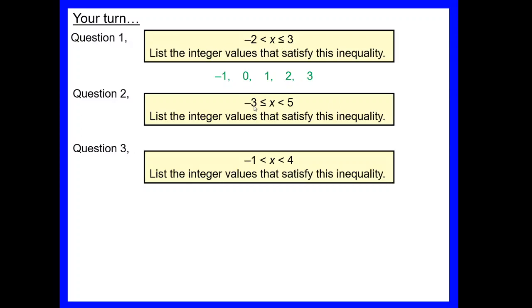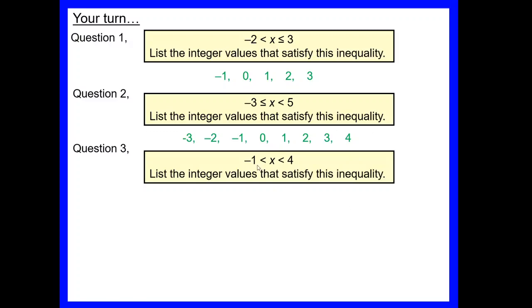In our next one then, from -3 to 5, now we are allowed to include the -3 because it has the equals bit of the sign, but we're not allowed to include 5. We need to stop one before it because it doesn't have the equals bit. So we've got -3, -2, -1, 0, 1, 2, 3, and we stop at 4.